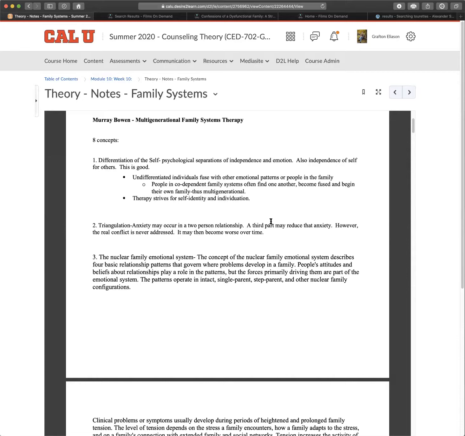Triangulation. Okay, so triangle, 3 instead of 2. Anxiety can occur in a 2-person relationship, and a third party could be brought in. However, the real conflict is never really addressed, and it may become worse over time. So think about this. Think about 2 people who were brought up in enmeshed families or fused families that were codependent, and so they both are familiar with that. They feel comfortable with that kind of relationship, and when they meet each other, they are drawn to each other very quickly. So often they'll move in together or get married very quickly.